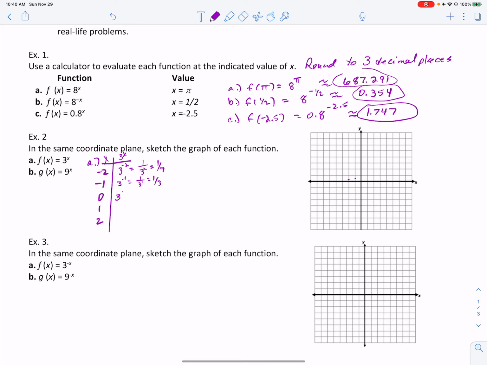Then you get 3 to the 0th, and something to the 0th is always 1. You get 3 to the first, which is 3, and 3 squared, which is 9. So to the right 1, you are up 3, and to the right 2, you're up at 9. It has the x-axis as a horizontal asymptote. Put arrows on that to indicate where it's going to go. And there we have sketched 3 to the x. Something you need to know is that when it's increasing as you go left to right, it's exponential growth.